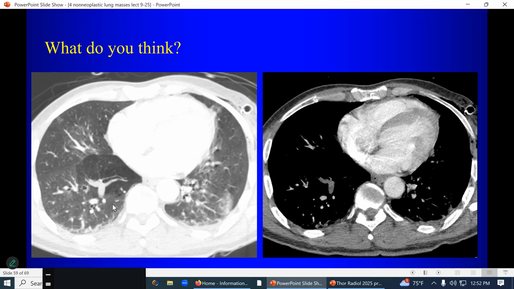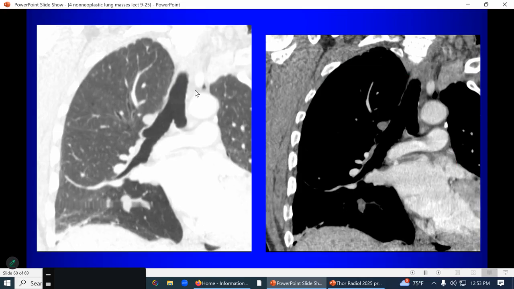This guy has this funny looking lesion over here, right? What is this going to be? Congenital bronchial atresia. So you recognize it by branching mucoid impaction, the branching tubular opacity, and the surrounding air trapping. Here it is, air trapping surrounding the lesion. Distal to the atretic bronchus, you get mucoid impaction, and then distal to that, you get the air trapping. So that's congenital bronchial atresia.